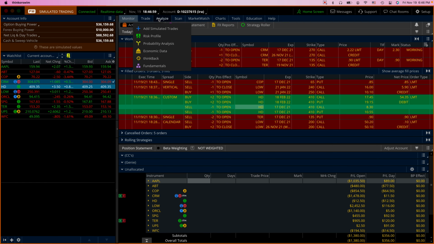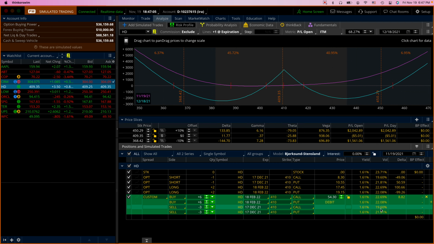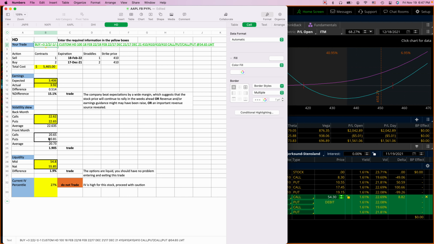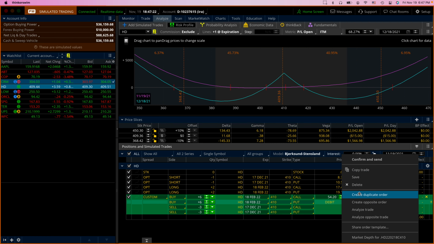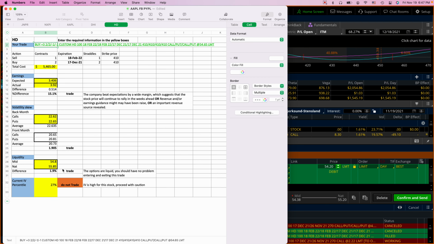It's less than 3%. So in the Analyze tab, this is my trade. I have my back month and front month volatilities, and that's what I enter here. And if that number, which is the difference between the two, amounts to less than 3%, that's okay. Then liquidity is here. We say create trade, create duplicate, and then you see mid and natural. Those two numbers we enter in the spreadsheet. Here, mid is 54.30, and the natural is 55. The difference is less than 3%.